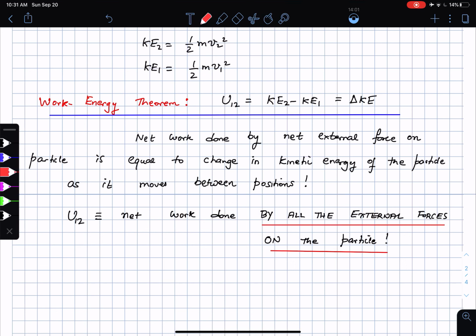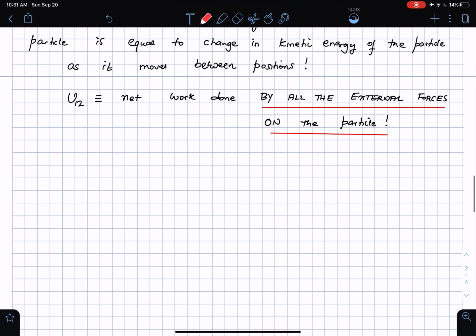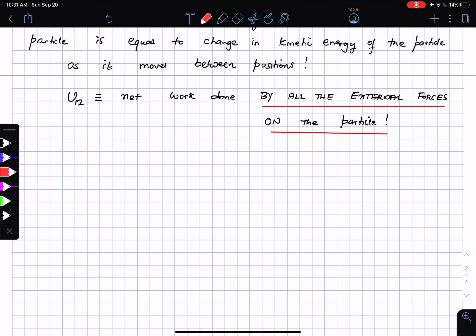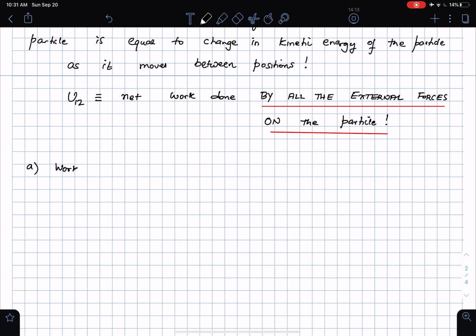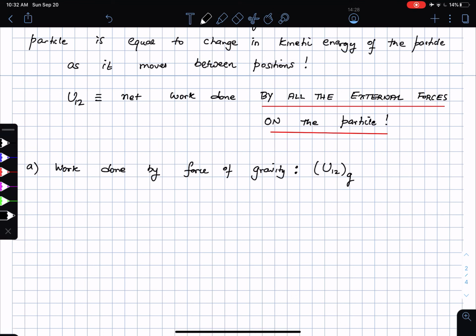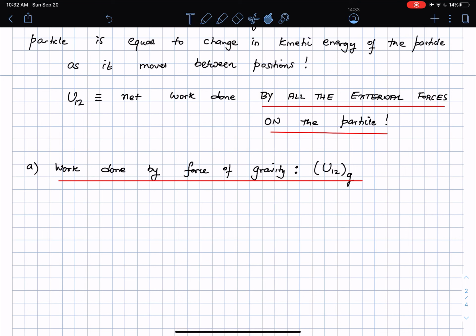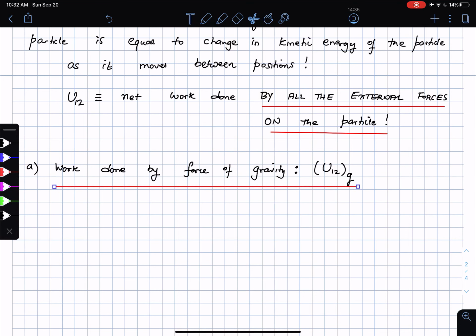All right, so this is the work energy theorem. What are we going to do with this one? I'm going to do a couple of things. First thing is the following. First thing, I will obtain the work done by the force of gravity, which I'm going to call U12G. Let me underline this. Let me make sure that the G is not hidden underneath here.